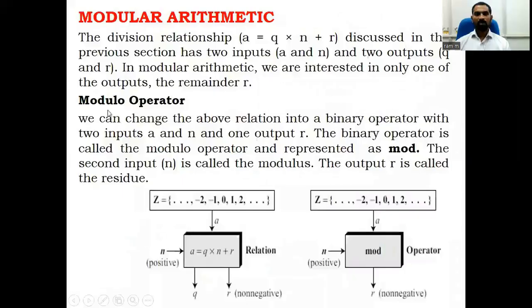Here, in the division relationship we considered A = Q × N + R. In the division operation, we give importance to Q as well as R. Along with the division operation, we also have another operator called the modulo operator, where we give more importance to the remainder R. We don't care about Q. The modulus operation deals with modulo arithmetic.